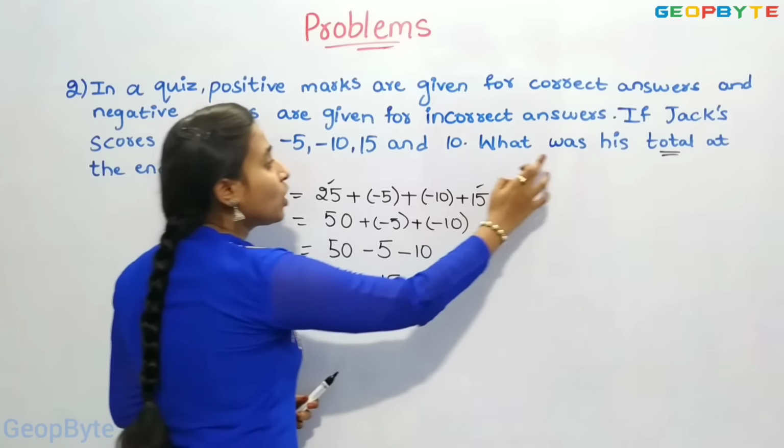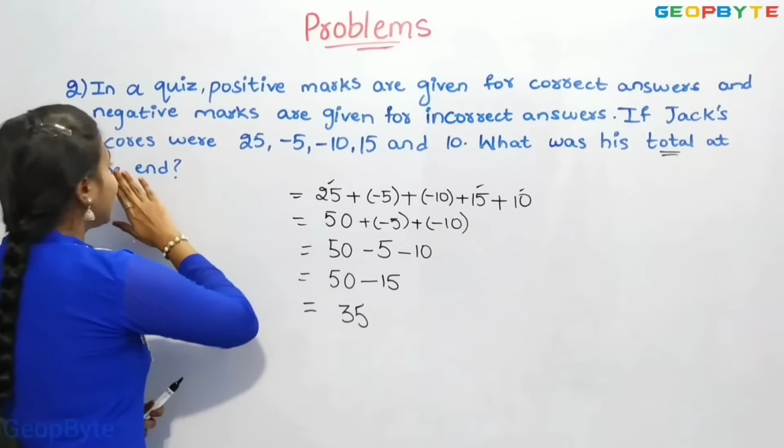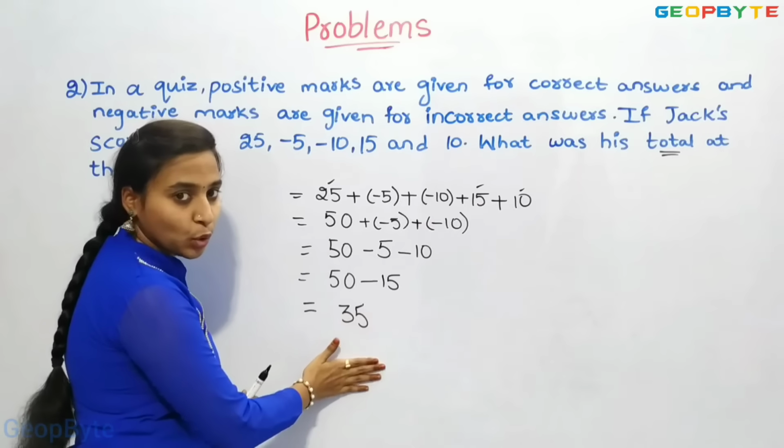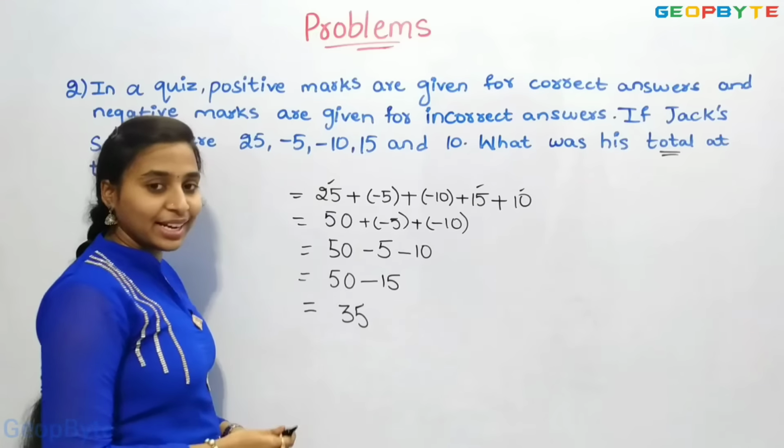Right. What was his total at the end? Jack's score was 35 at the end.